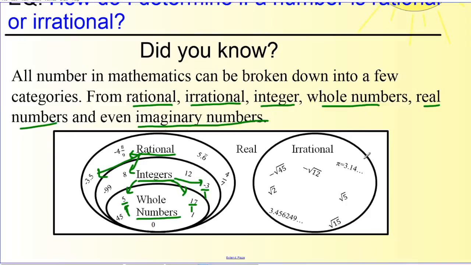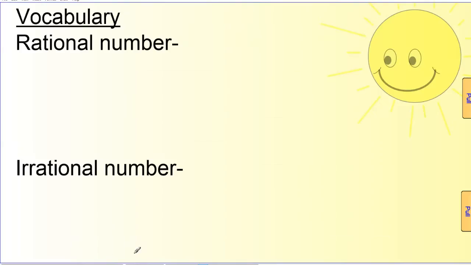Irrational numbers, though, on the other hand, everything inside this other circle, they cannot be turned into a fraction. That is going to be the definition of an irrational number in a second on the next page, is numbers that cannot be turned into fractions. Okay, so let's see here.